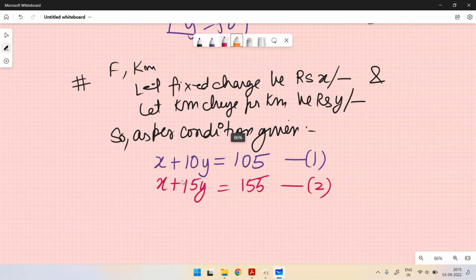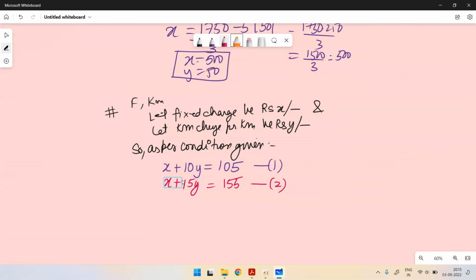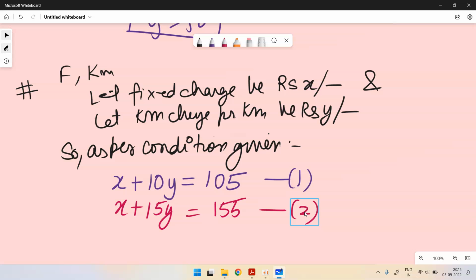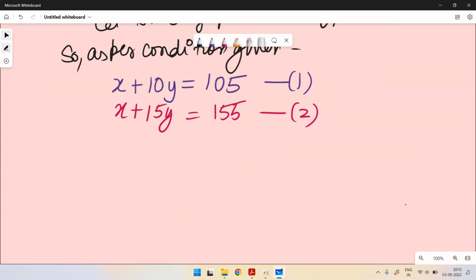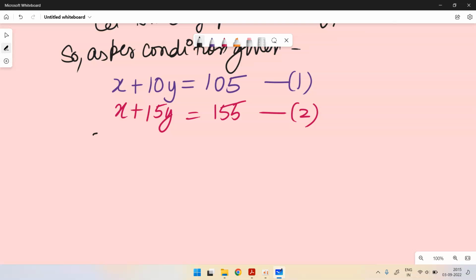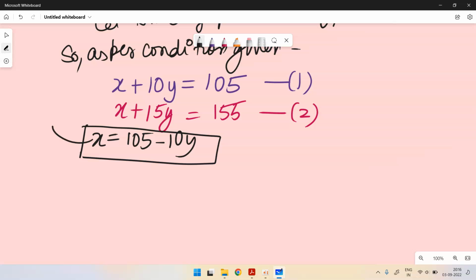Now what you need to do is first take the value of x from either equation. From equation number 1, the value of x is nothing but 105 minus 10y. Now I need to substitute this value of x here, because I have taken this value from here, so I will substitute it in the next equation.